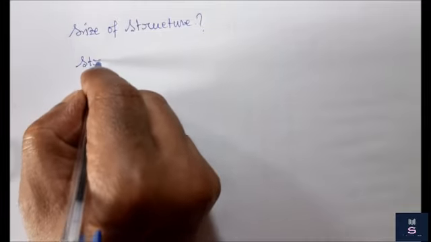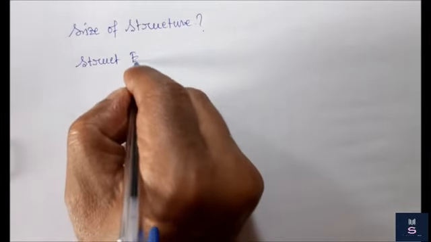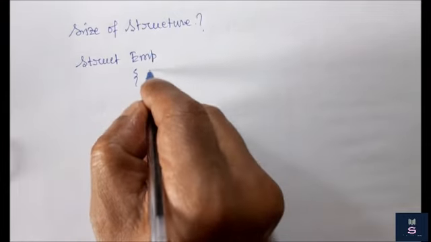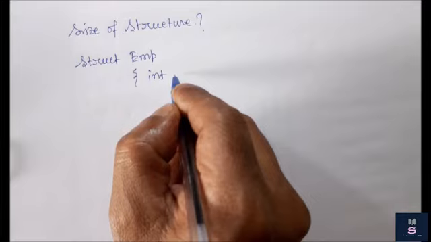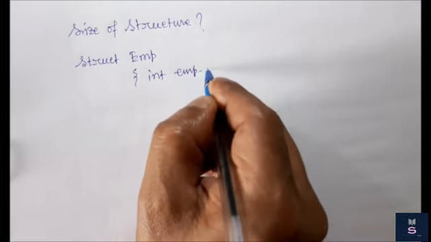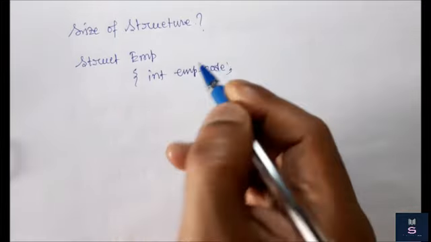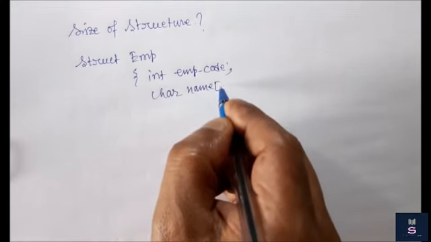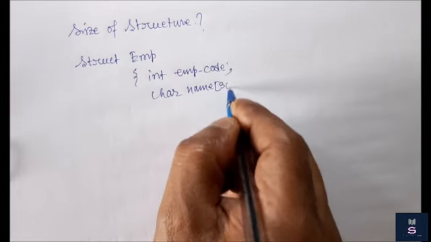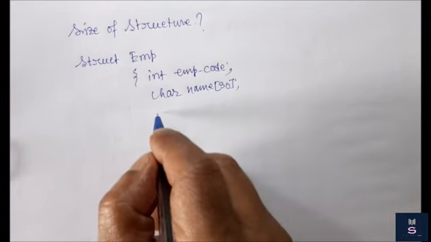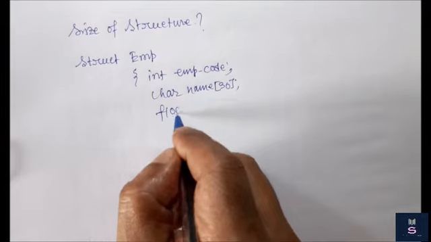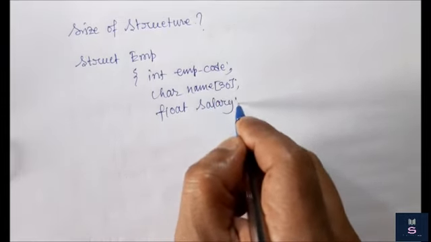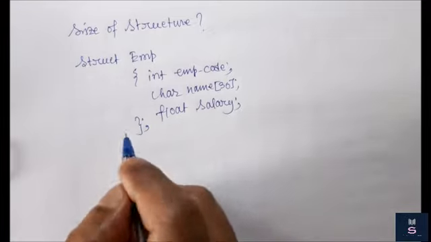For example, struct employee EMP. Within that, I have taken int employee code, EMP code. So, name of the employee, for example, the size of the name, a character array, is 30, then float salary. This is my declaration of structure.